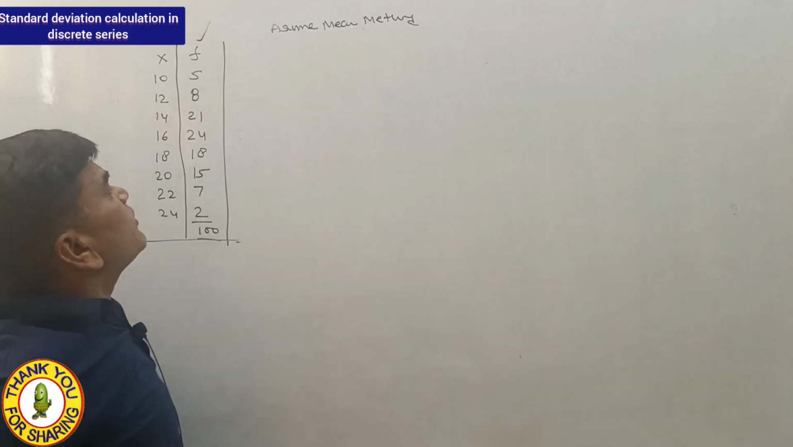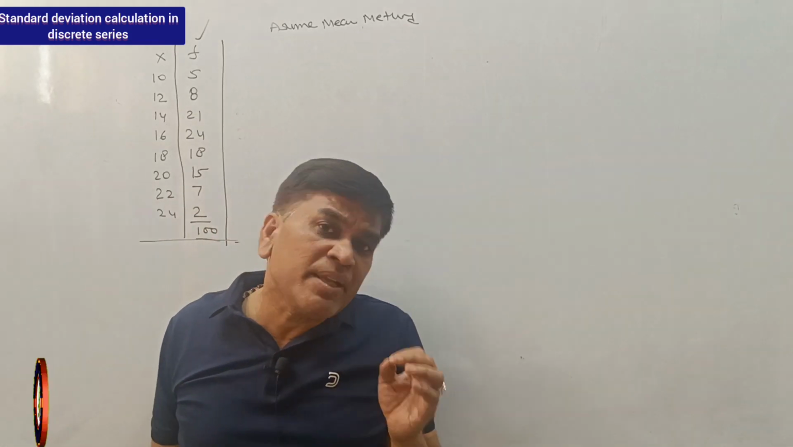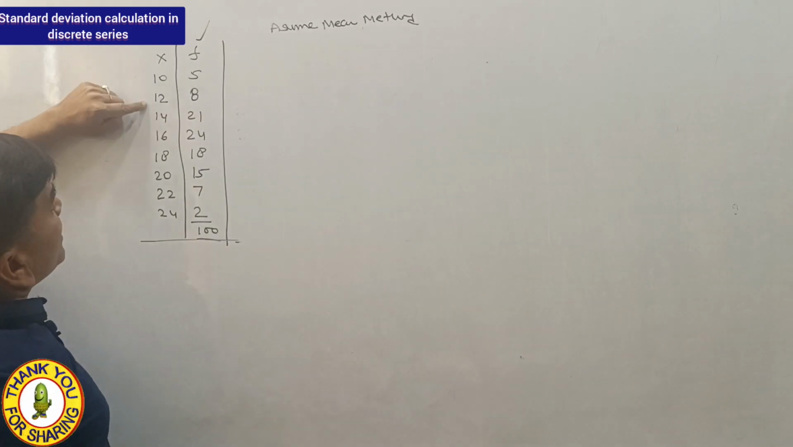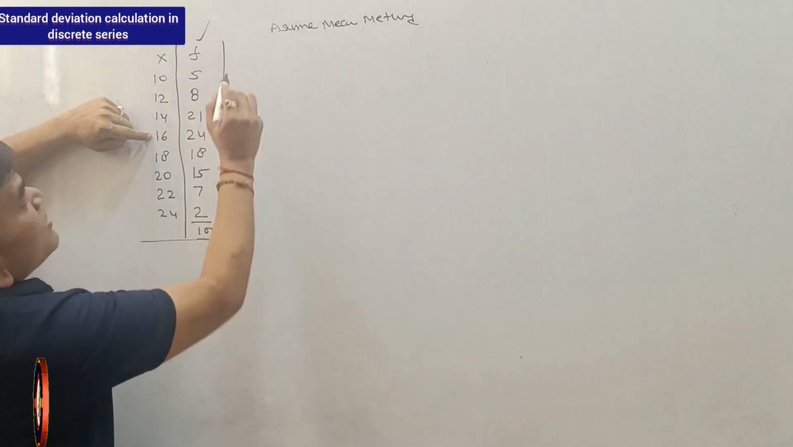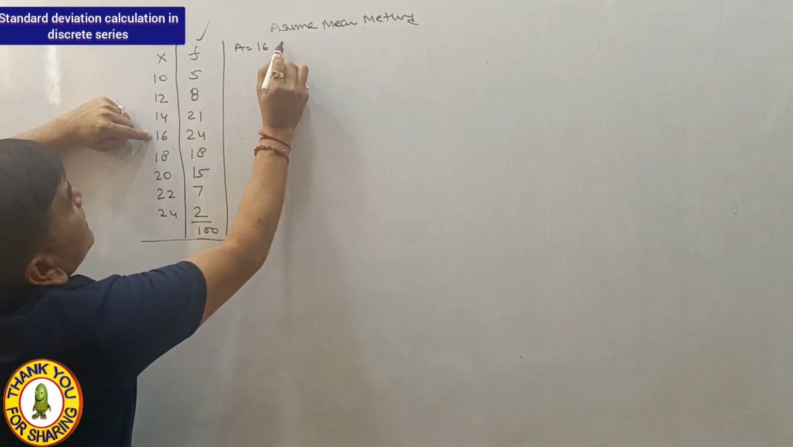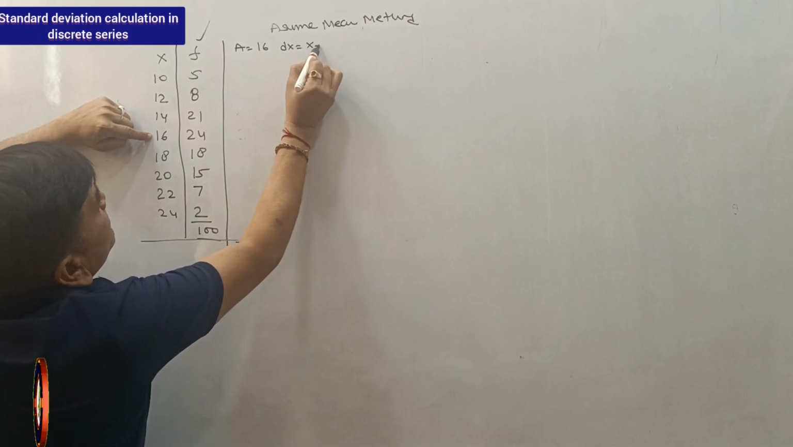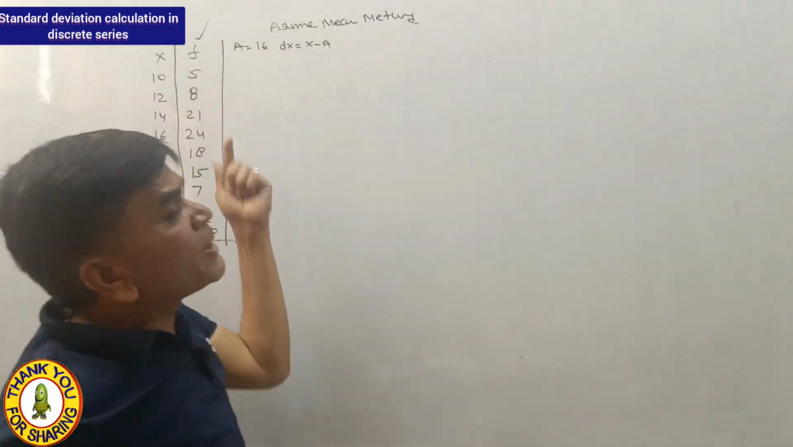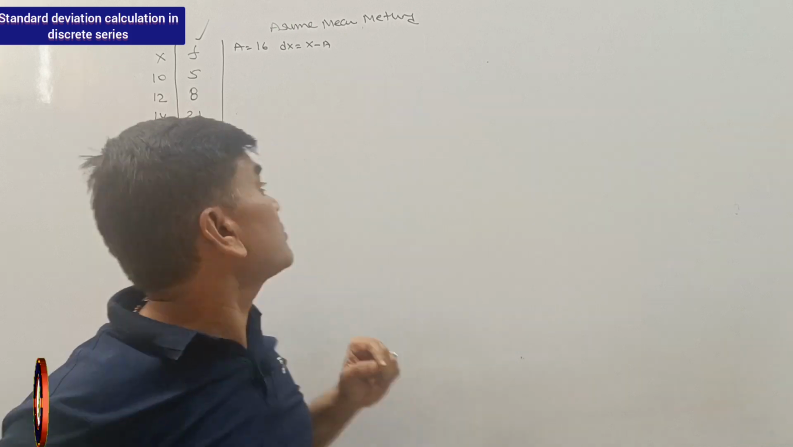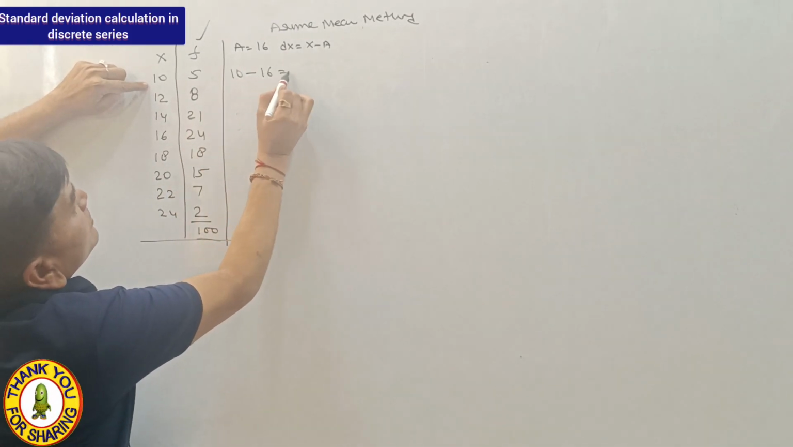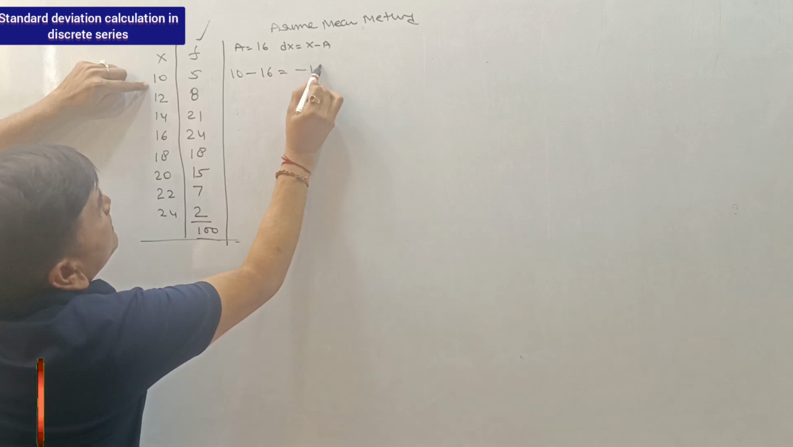In the assumed mean method, we may assume any one of the items as the arithmetic mean. Suppose in this we are using 16 as the arithmetic mean, so A is equal to 16. So dx is equal to x minus A. So 10 minus 16, so dx is equal to minus 6.